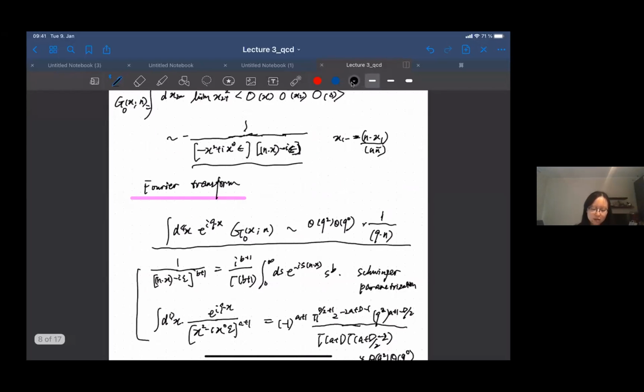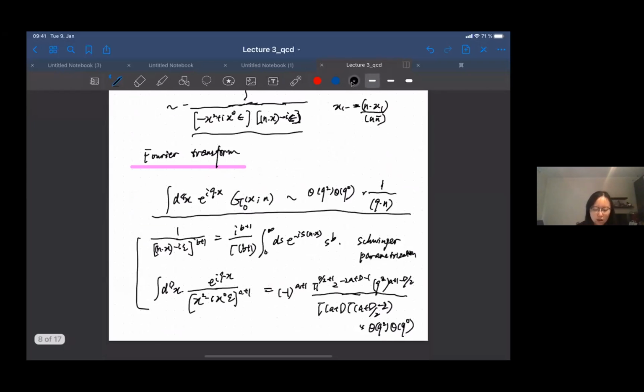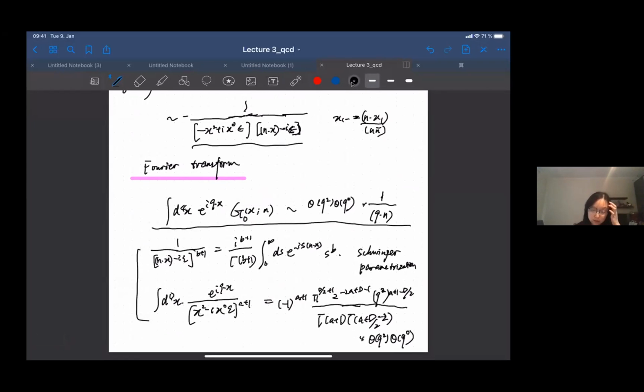After integration over the detector time, we have a correlator of the three operators, which in coordinate space depends on these x_ij's and the direction of the scalar flow operator. And then we should do the Fourier transform. This is the last step into momentum space. And how do we do it? Well, we can play some tricks. First, we can rewrite this propagator with n dot x in an integral representation using the Schwinger parametrization.